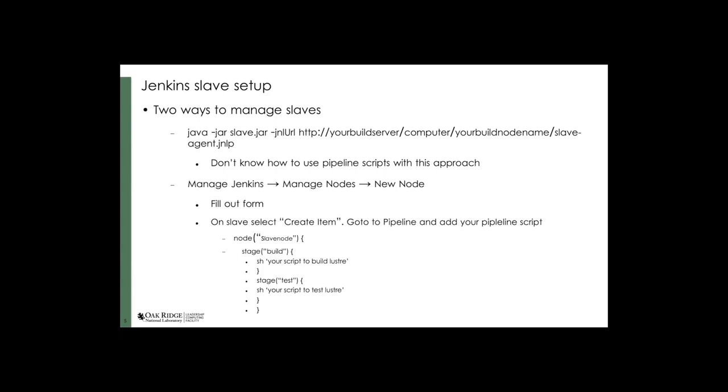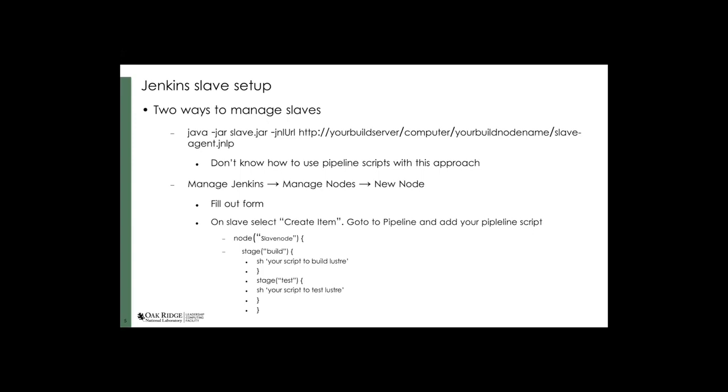Then on the slave selection, you create the item, and they have something called a pipeline, and you add your pipeline script, which is basically the format I showed. You add the node, which is your slave node, and you have your stage, which is your build, and your stage, which is your testing. In there, it runs sh to your script that's used to build Lustre and to test Lustre.